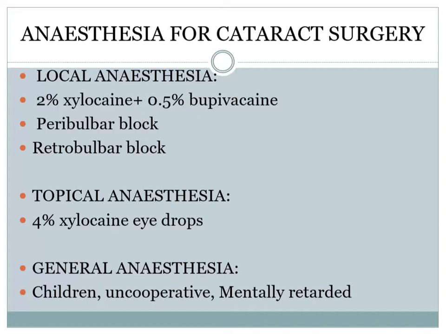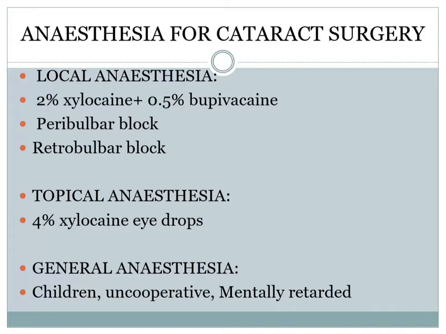Right. So then we move on to the next topic, that is, what is the anesthesia that is used for cataract surgery. This you all know, that 99.9% of the time we prefer local anesthesia or topical anesthesia. They will ask you which local anesthetic is used. You have to use 2% xylocaine. So the percentage of xylocaine is very, very important.